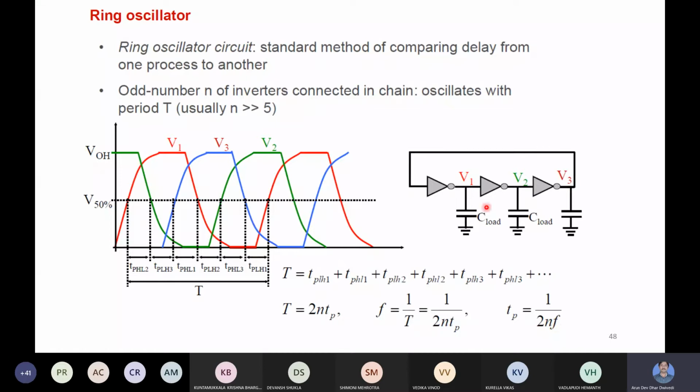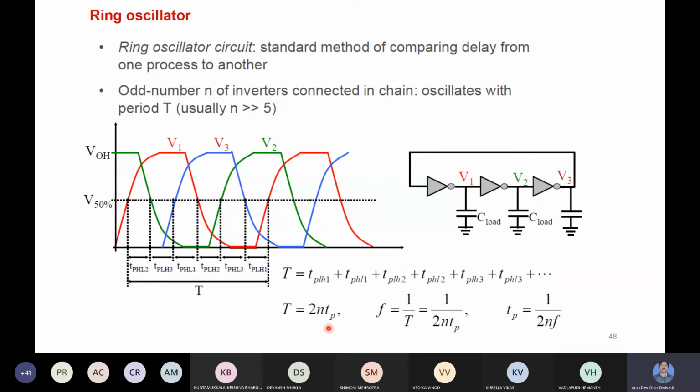N is the number of stages. In this case N is 3, because there are 1, 2, 3 stages. So TP is equal to 1 upon 2 into 3 into the frequency of oscillation. You can find the frequency of oscillation in the plot when you simulate. Also, if you calculate the delay for every stage, then the frequency of oscillation can be calculated. In the next experiment we will do the ring oscillator design, and the frequency of oscillation of the ring oscillator will be calculated.